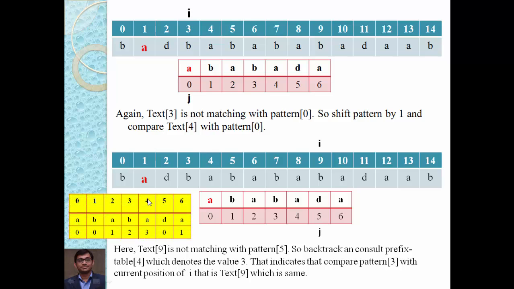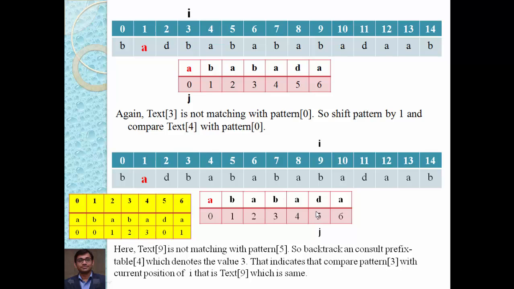So in our pi table, on index number 4, the value is 3. It indicates that we have to compare value on third index of our pattern, that is B, with our current value of I, that is 9. It means that we have to compare third index of our pattern with ninth index of our text.